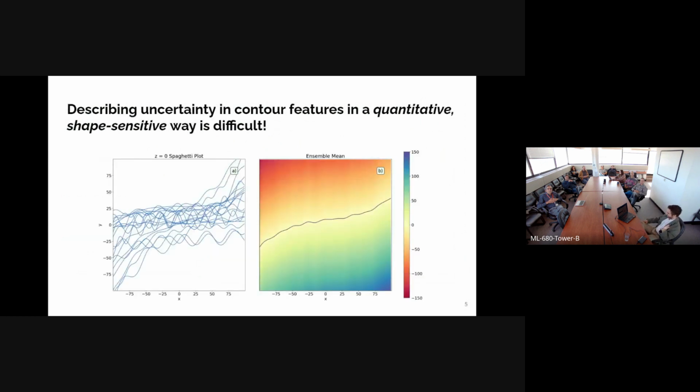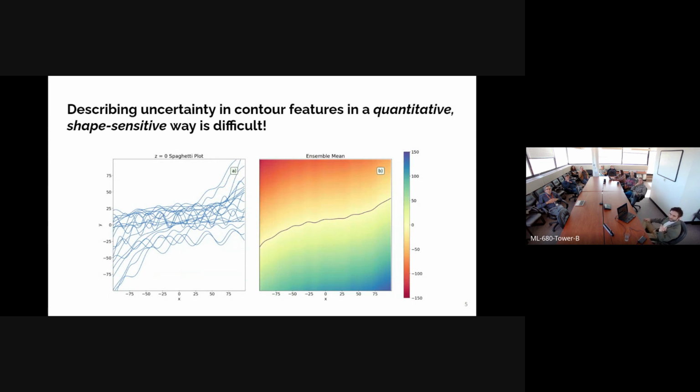Actually doing that, just to drive the point home a little bit, is rather difficult. This is a very simple ensemble of just a few different waves. You could think of this as being geopotential waves over the US or something, but it's just a synthetic ensemble.